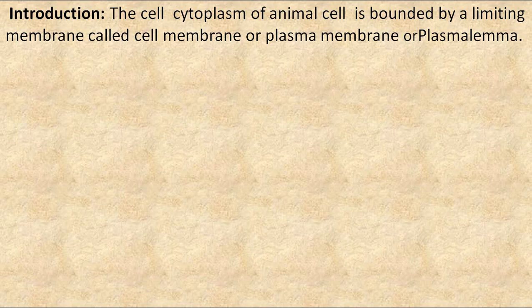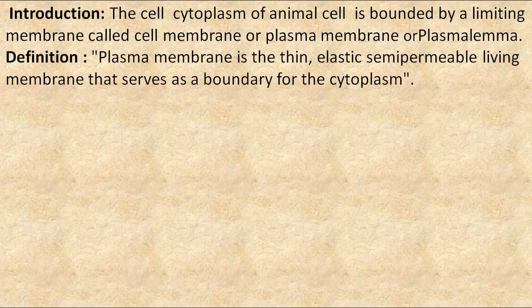We all know that the cytoplasm of an animal cell is bounded by a limiting membrane called the cell membrane or plasma membrane or plasmalemma. The definition of plasma membrane is that it is the thin, elastic, semi-permeable living membrane that serves as a boundary for the cytoplasm.